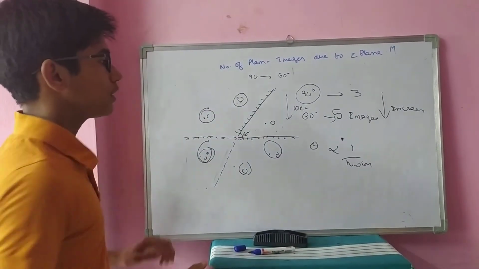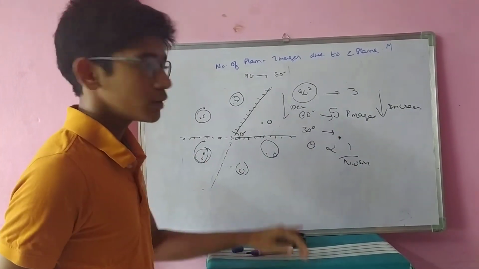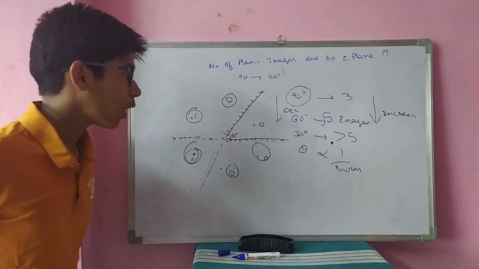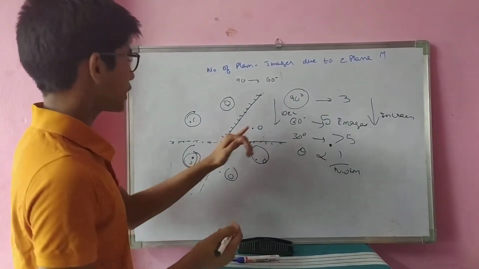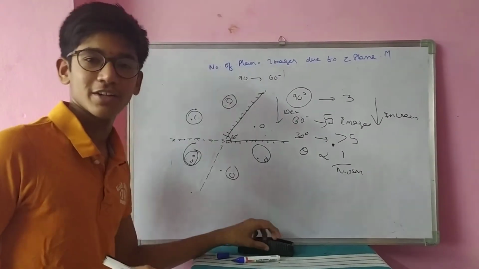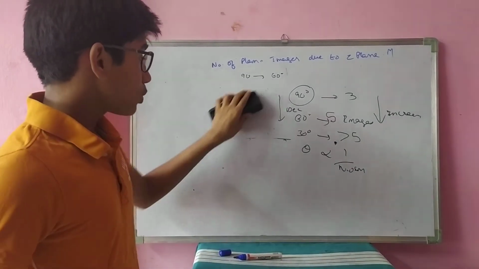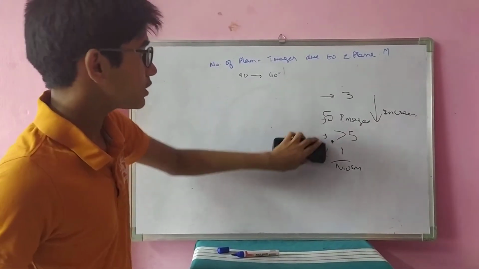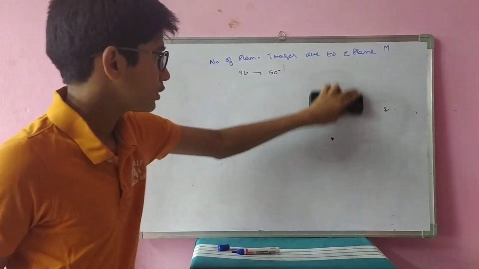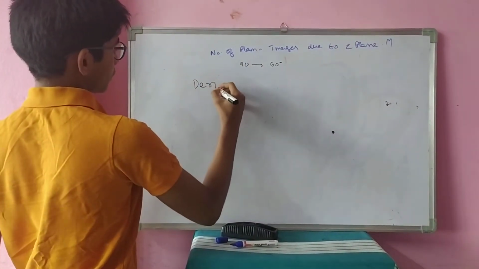Okay, how many? 5 are formed. Now I am decreasing to 30. How many will be formed? Still greater than 5 or less than 5? Greater than 5. But how do we calculate? Can we draw the whole ray diagram every time? No, we can't draw a ray diagram every time. So, by observing the number of images and the mirror angle, we derived a formula.